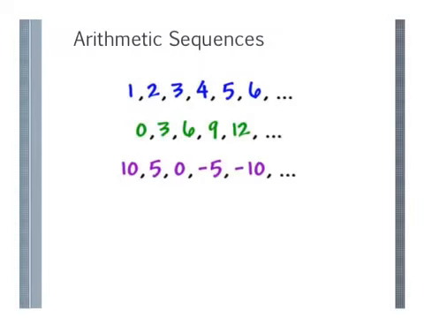Arithmetic sequences. These three sequences are examples of arithmetic sequences. So what about them makes them arithmetic? Well, in that first sequence, you'll see that they are all just increasing by 1. So 1 plus 1 is 2, 2 plus 1 is 3, and so on. In the green sequence, they're all increasing by 3. 0 plus 3 is 3, 3 plus 3 is 6, 6 plus 3 is 9, and so on. In the purple sequence, they're decreasing by 5s. 10 minus 5 is 5, 5 minus 5 is 0, and so on. So what's happening here is the same value is being added each time, even though in the purple sequence we're subtracting, but subtraction is really just adding a negative number.